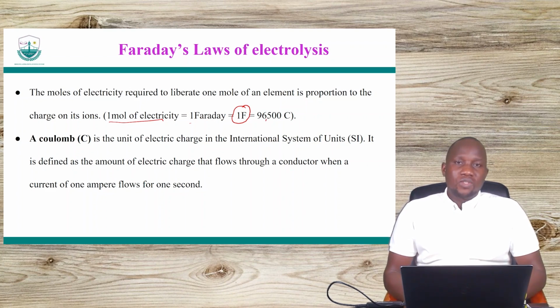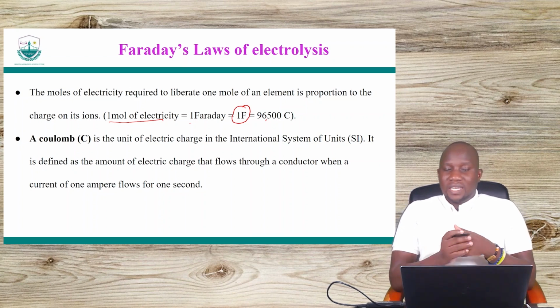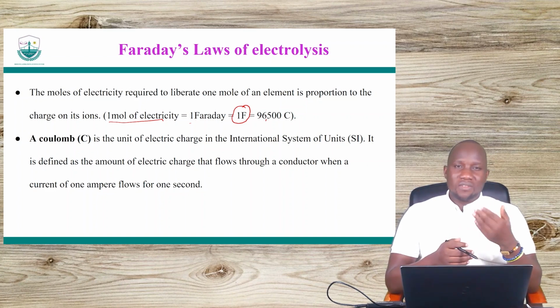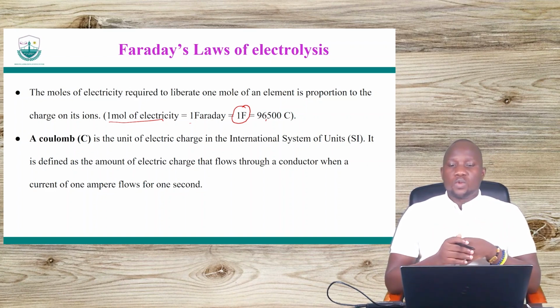Okay, so the amount of electricity, or the moles of electricity required to liberate 1 mole of an element is proportional to the charges on its ion. This is basically related to the second law that we are going to look at briefly. But what for now you need to know is that 1 Faraday is equal to 96,500 coulombs. I will show why that is very important.